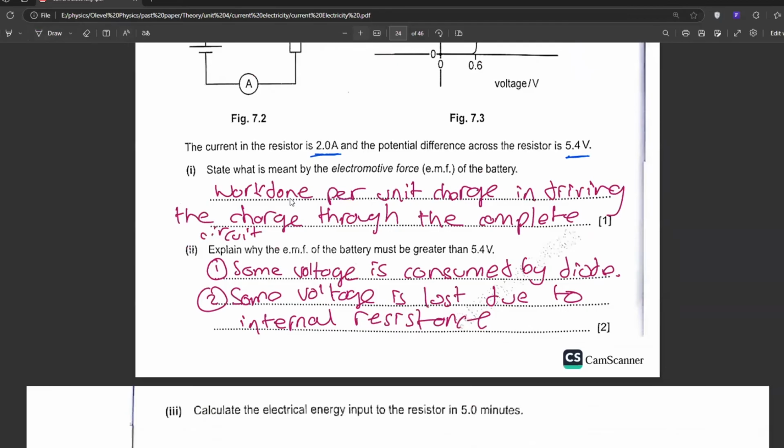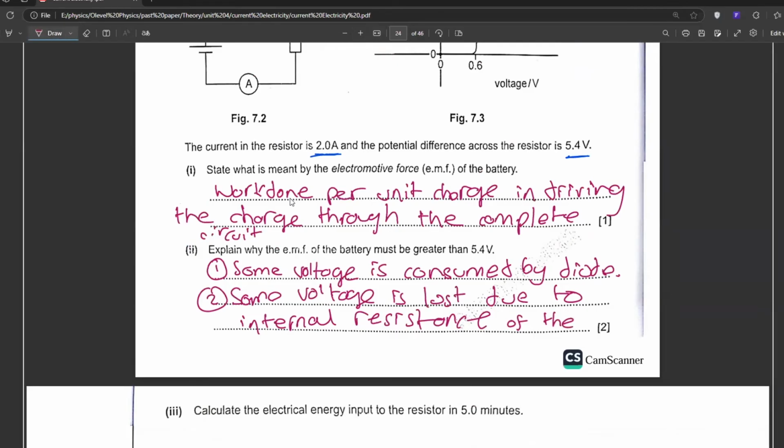Let's zoom in a bit. Internal resistance of the battery. Simple. Let's move on to the next one.